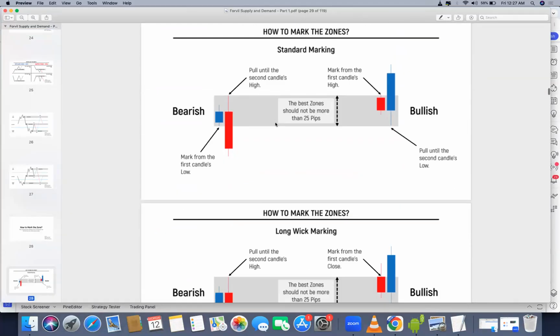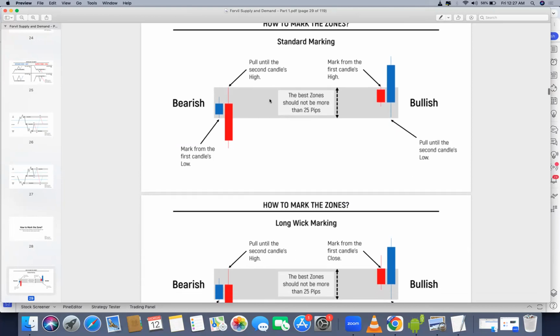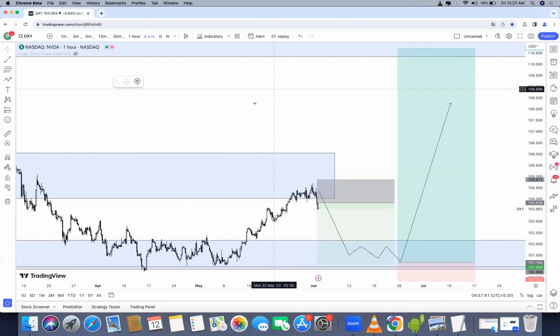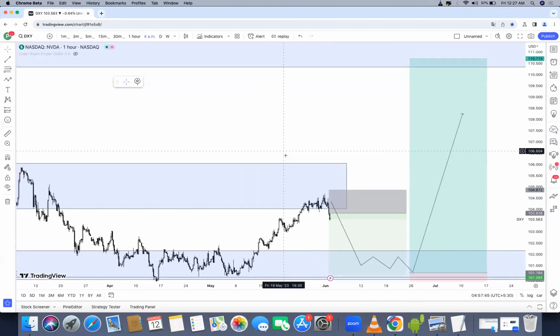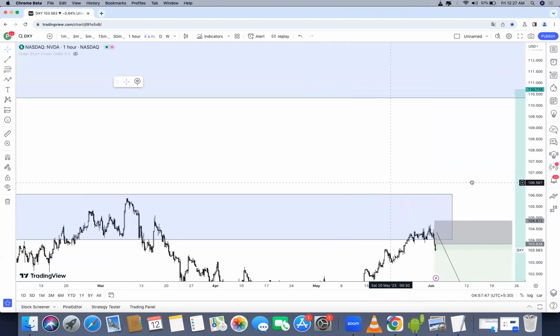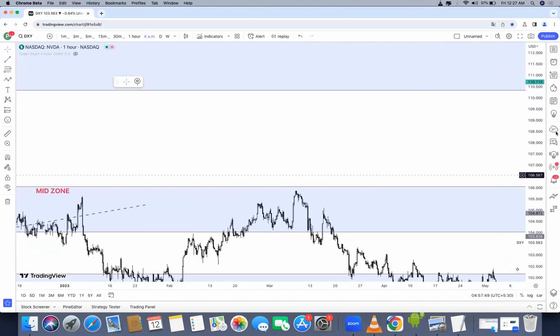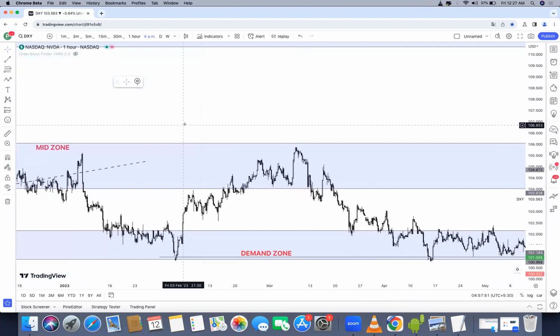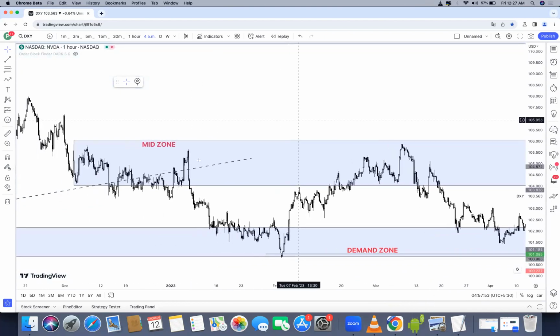So, how to mark a zone. I've talked about this, but again, let's talk about it again. How do you mark these zones? All right, how do you start marking them? Let me go into, I think we should use the same chart, or should we go into another chart? So let's just talk about it here in the mid zone. Let's use this chart.